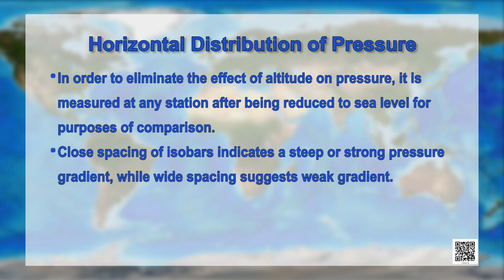The spacing of isobars expresses the rate and direction of pressure changes and is referred to as pressure gradient. Close spacing of isobars indicates a steep or strong pressure gradient, while wide spacing suggests a weak gradient. The pressure gradient may thus be defined as the decrease in pressure per unit distance in the direction in which the pressure decreases most rapidly.